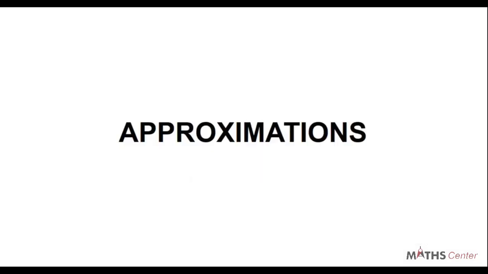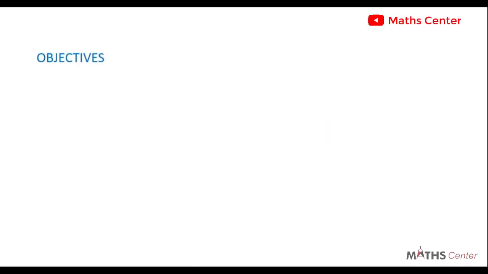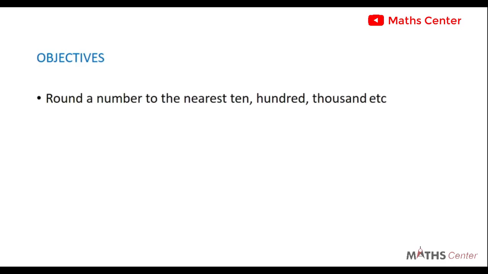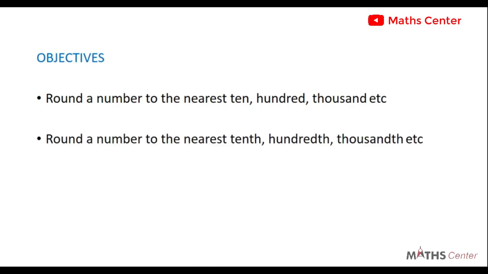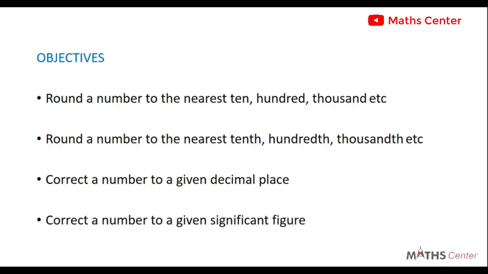We are going to learn about approximations today. What are the objectives that we look forward to achieving at the end of this topic? At the end of this topic, you should be able to round a number to the nearest 10, 100, 1000, etc. You should also be able to round a number to the nearest tenth, hundredth, thousandth, etc. You should be able to correct a number to a given decimal place, and you should be able to correct a number to a given significant figure.